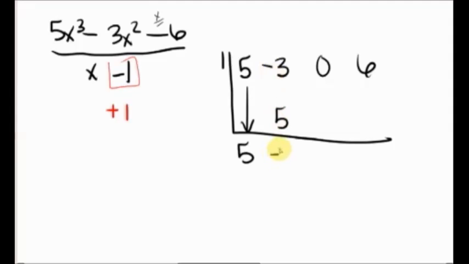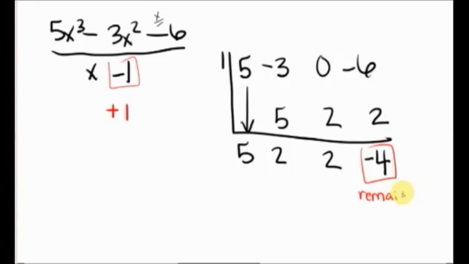So we've got 5. We'll put 5 here. That gives us negative 2. No, sorry, positive 2. Negative 2 here, so we'll get another positive 2. Another 2 here. And we'll have negative 4 because I forgot to make this a negative. And there's our remainder. So our answer will be 5x squared plus 2x plus 2 minus 4 over x minus 1.